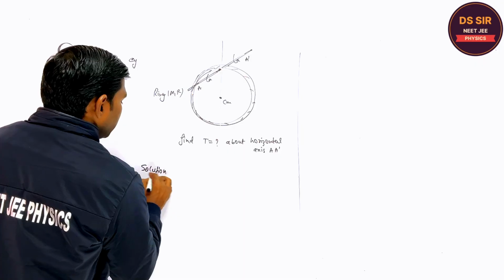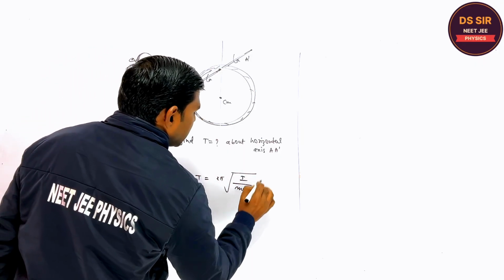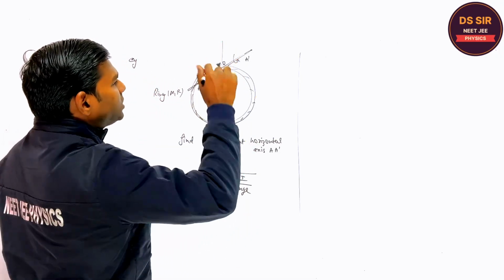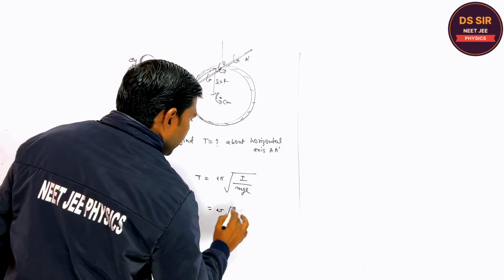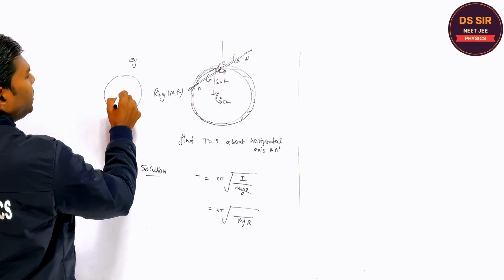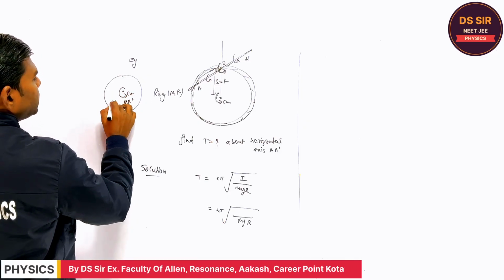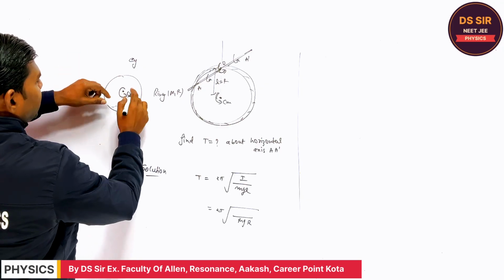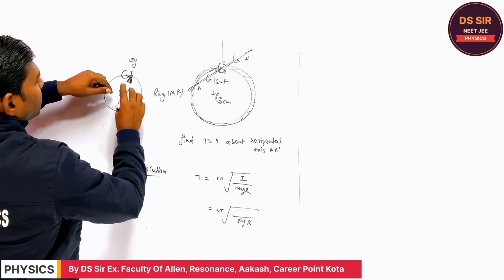Find the answer. So how to solve this question? The same formula I will apply again and again: 2 pi root I upon mgl. This is the center of mass axis. This is the point of suspension. The distance between them is equal to r. And what is the moment of inertia about this axis? If this is the ring, mr square is the moment of inertia about the center of mass, this is the ICM, and this is the I.